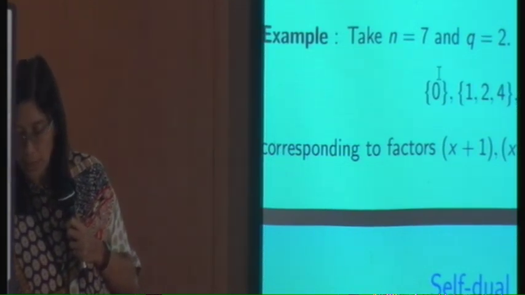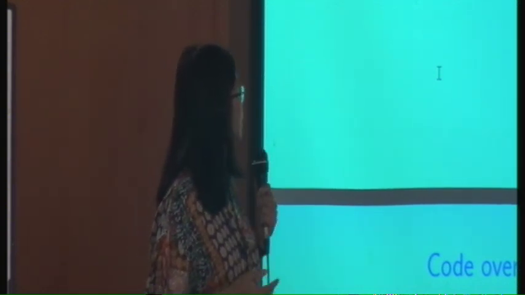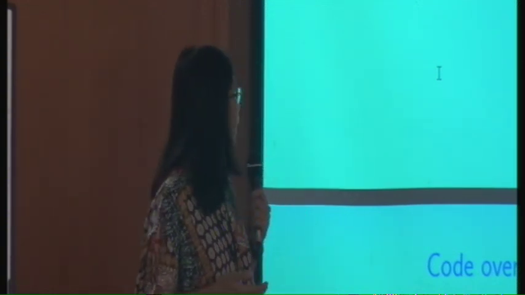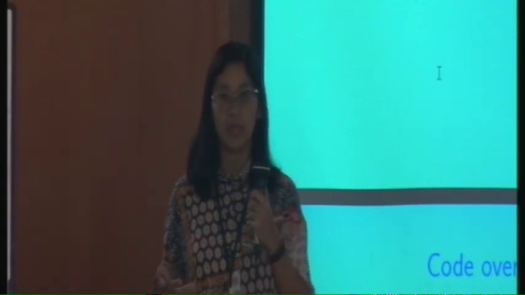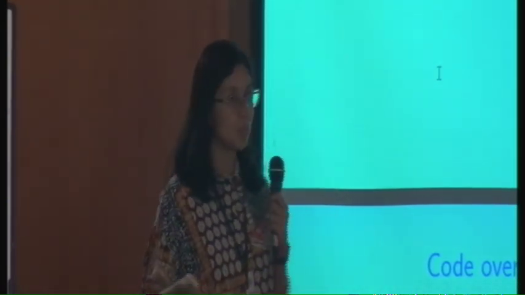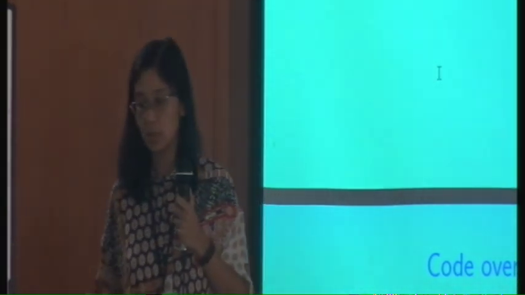And another interesting class is called the self-dual codes. Start with the dual code with respect to the standard Euclidean inner product. We define C-perp as all the vectors y where x dot y equals 0. And a code is called self-dual if it is equal to its dual.